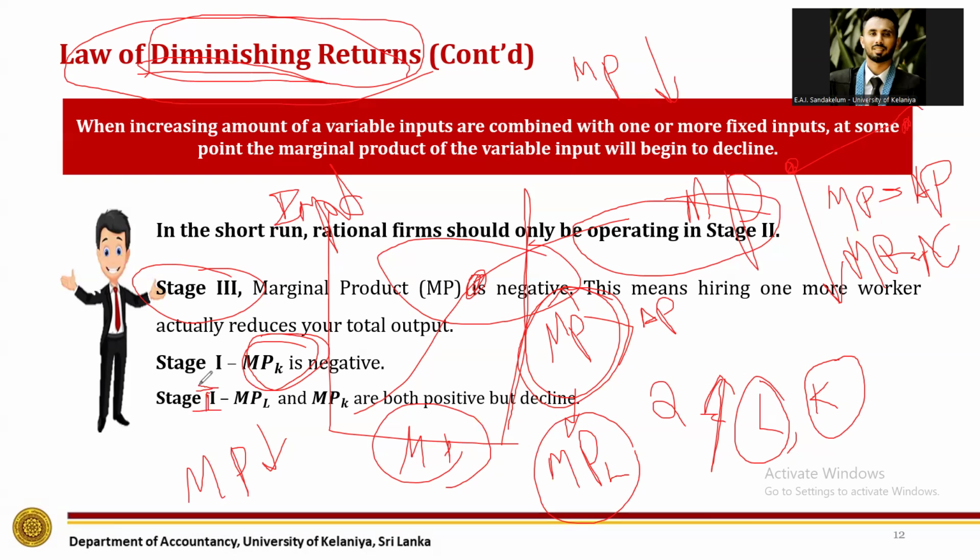At stage 3, both our sections should be positive. That means MPL and MPK are positive, but decline. Decline means this is subject to the law of diminishing returns. So if you are to become a rational economist, you need to select the optimum quantity in between stage 2.